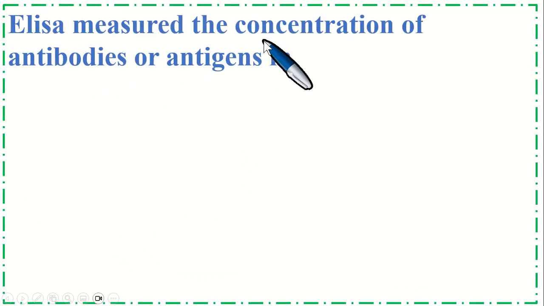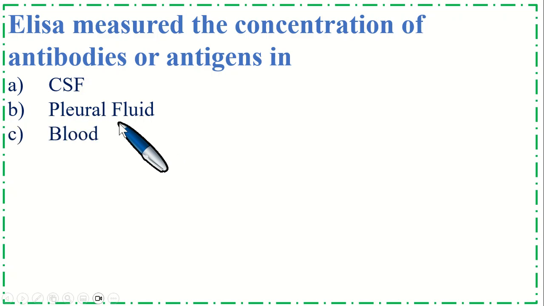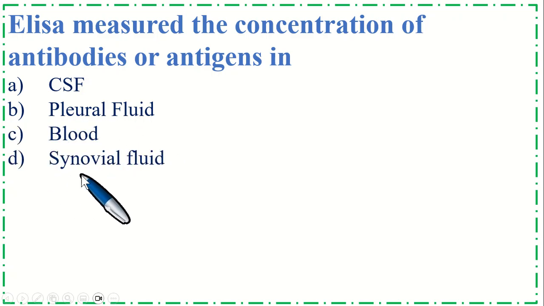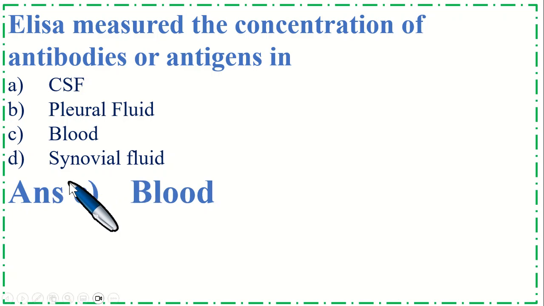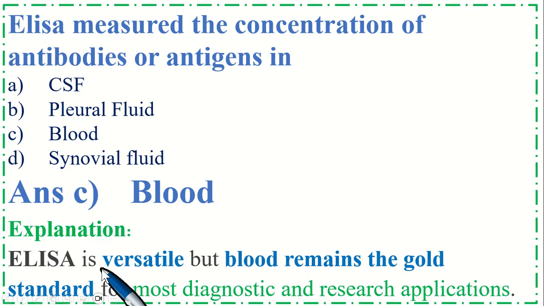ELISA measures the concentration of antibodies or antigen in option A, CSF; B, pleural fluid; C, blood; option D, synovial fluid. So the correct option is C, blood. Explanation: ELISA is versatile, but blood remains the gold standard for most diagnostic and research applications.